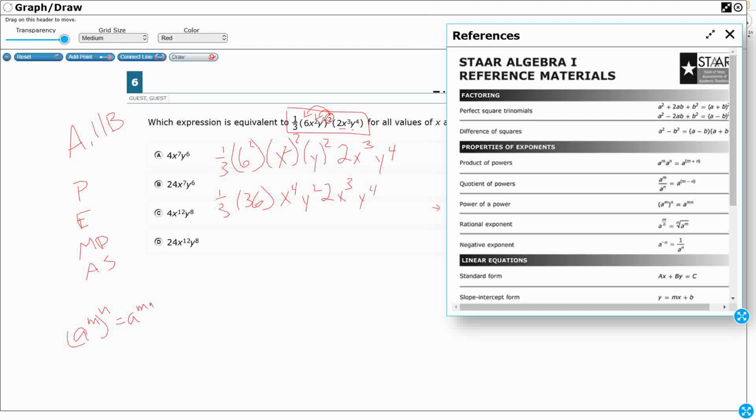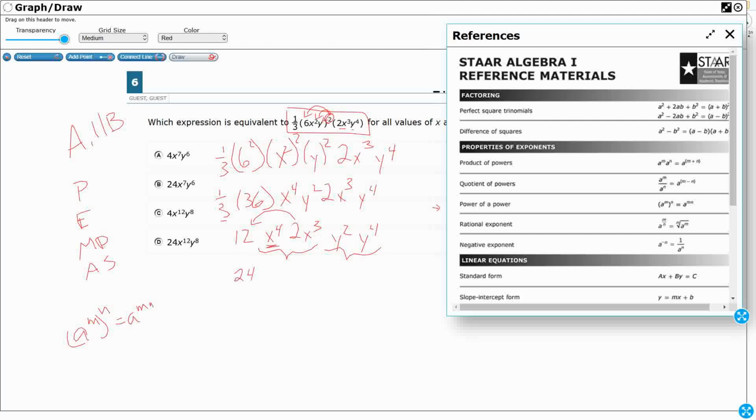Okay, so now I'm looking at bases. I can go ahead and simplify these two: 1/3 of 36 is 12. And let's look at my bases. I'm going to put my x to the fourth right there, and my 2x cubed together. I need to do something with those. And then I've got my y squared and my y to the fourth. I need to do something with those. And I've got this coefficient just standing right there, that 2 and 12. I'm going to bring those together and just multiply those to 24.